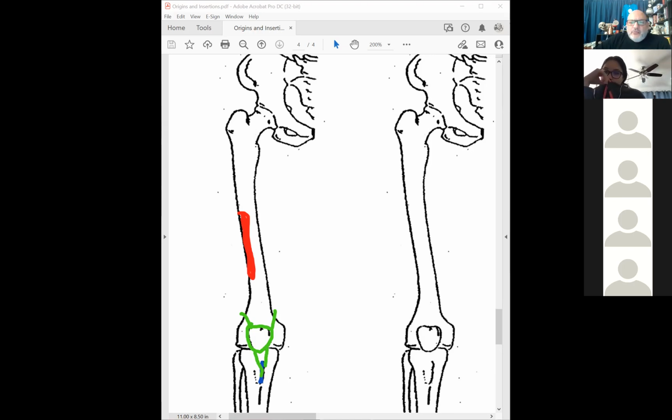Unlike the rectus femoris, how many joints does the vastus intermedius cross? One. So what's its one and only one action? Extend the knee. There you go. All right. Questions on those two muscles?